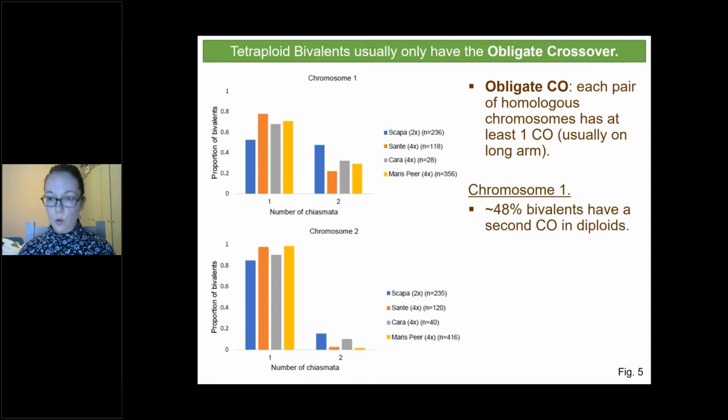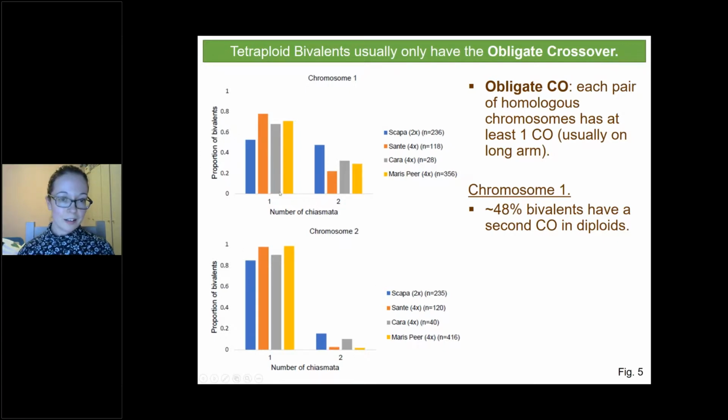So for chromosome 1, what we can see is that in the diploid, so that's the blue bars here, these two blue bars are pretty much the same height. So 48% or almost half of the bivalents that we see in a diploid have a second crossover, and this is often on the short arm. Whereas if we compare the tetraploids, which are these orange, grey and yellow bars here, we see that usually there's just one crossover for each bivalent, and you don't normally see a second crossover at all.